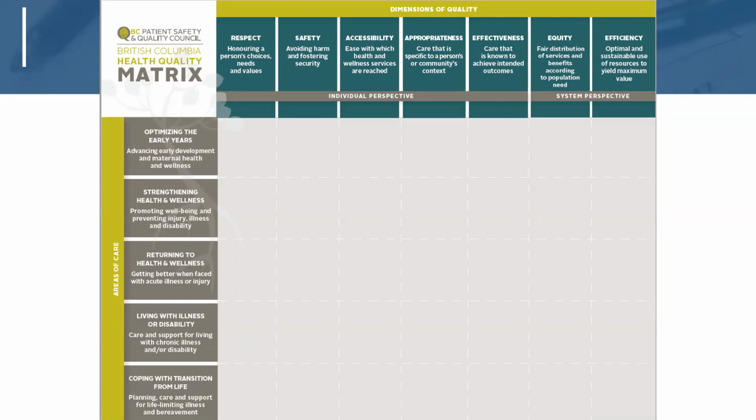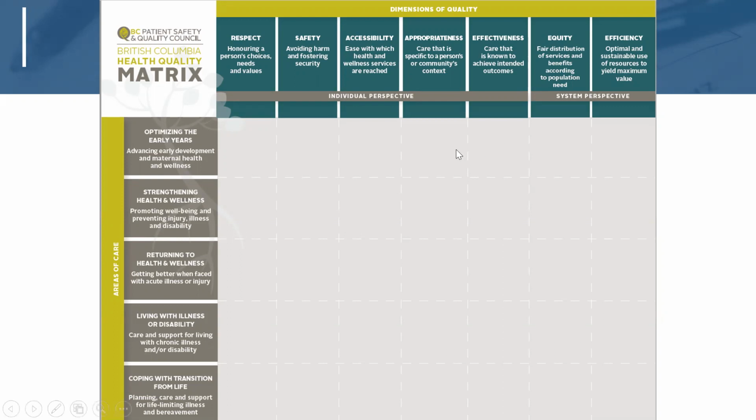And finally, the systems perspective: that things are equitable and that we have a fair distribution of services for all those that need them, and things are efficient. So making sure that the system that we're working in is producing the most that it can for the resources that we have.